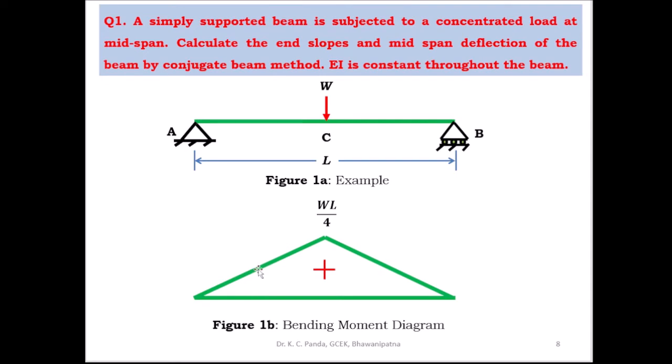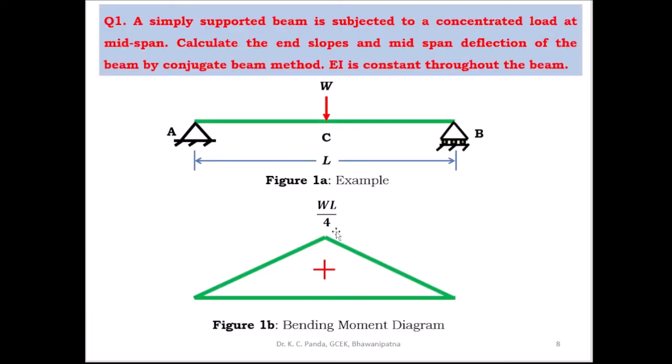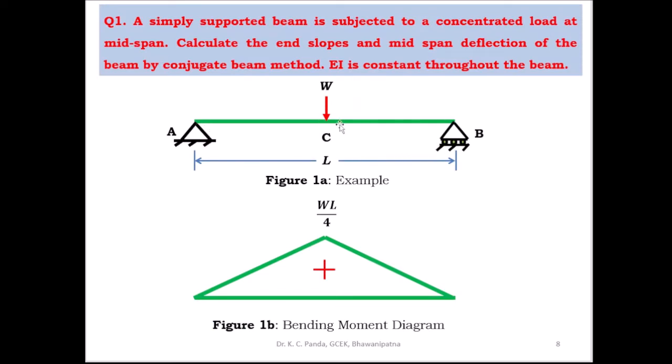You have to take the M/EI diagram as the loading of the conjugate beam. So this is the M/EI diagram. Here the maximum bending moment is WL/4, and you have to divide by EI. This M/EI diagram is the loading for the conjugate beam. So this is the conjugate beam, and here this is the loading. Here you have to take the supports A dash, B dash and C dash. You have to find out in the original beam the slope at the ends, and the midspan deflection in the original beam.